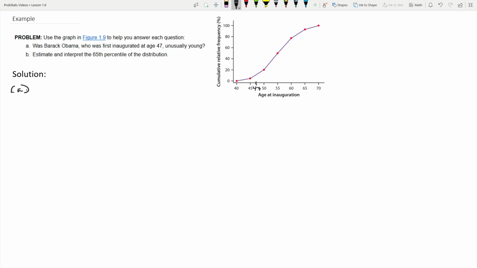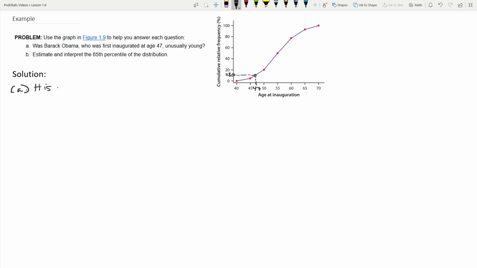Like around here. And then we want to estimate what his percentile is. So we go to the graph. Looks like around here. And then we work our way to the cumulative relative frequency, the y-axis. And it's about 10 or 11%. So it's a little bit above the 10, so I'll say 11%. So we're kind of estimating. So this looks like around 11%. So this means that his inauguration age places him at about the 11th percentile.